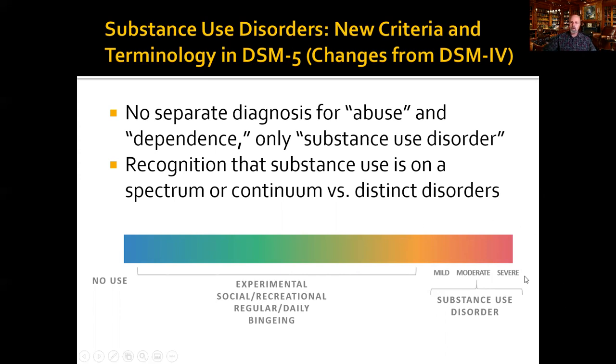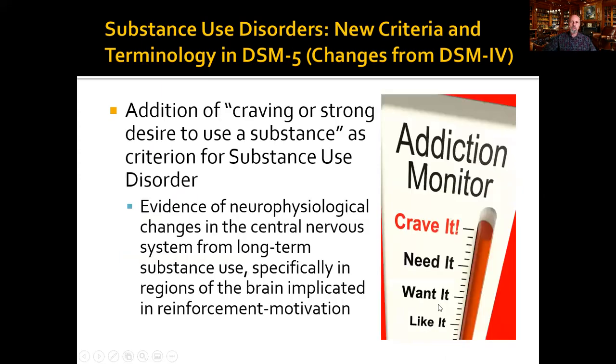It's over here on the far right that we start to see a substance use disorder on the spectrum, where the use of the substances is now causing recurrent negative consequences and problems. We'll talk more about what that looks like. The DSM-5 also added craving, or a strong desire to use a substance, as one of the criteria for a substance use disorder. That was not there in the DSM-IV.